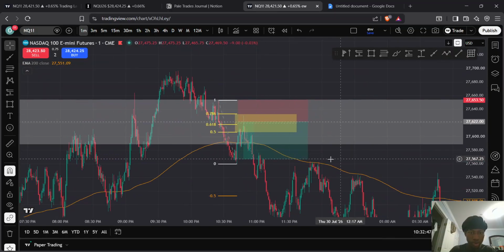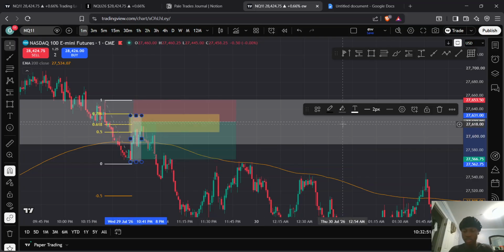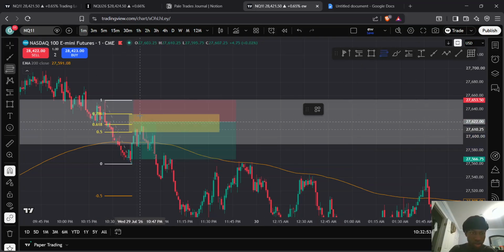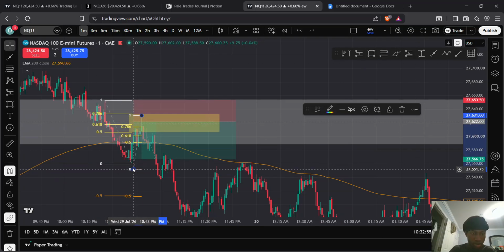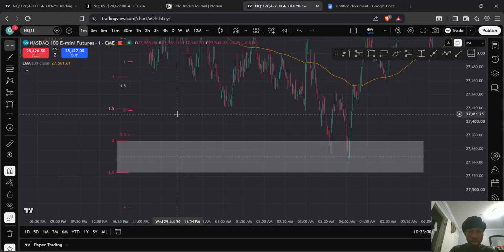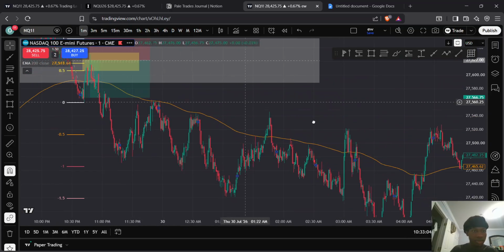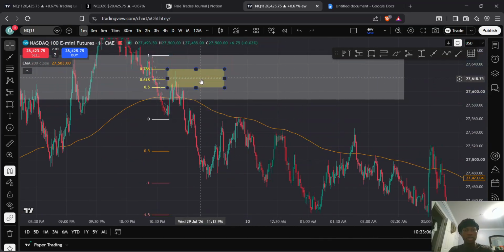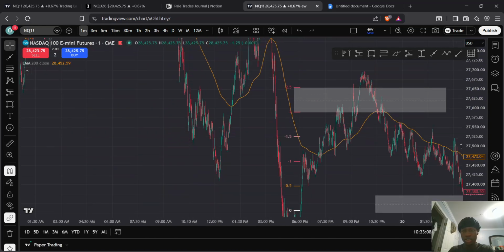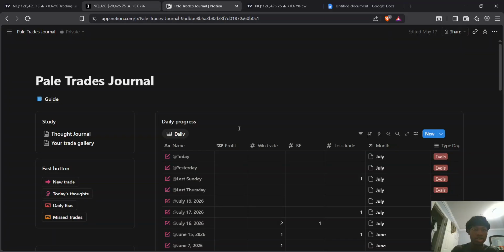The way I would draw fib for that actually would be like that. That's the fib I would draw. So I don't know if I would have caught this reversal actually. Maybe. But yeah, that's basically how it works. Anything else? We can go over some of my trades.